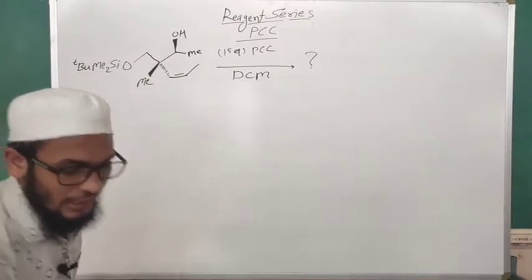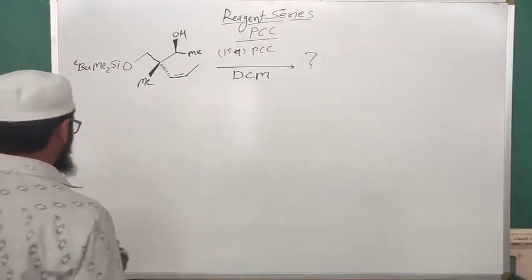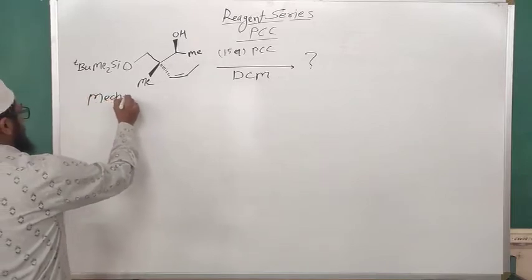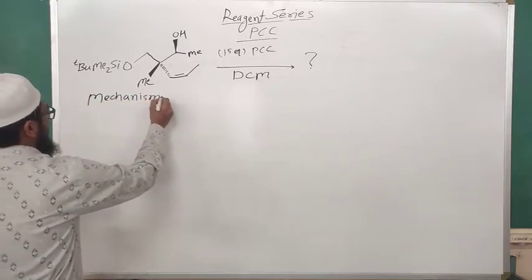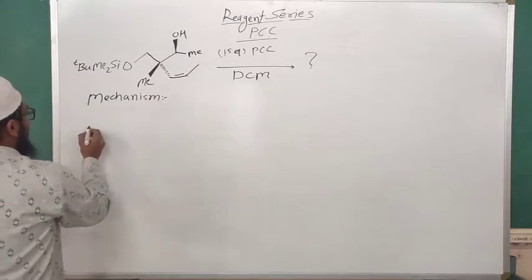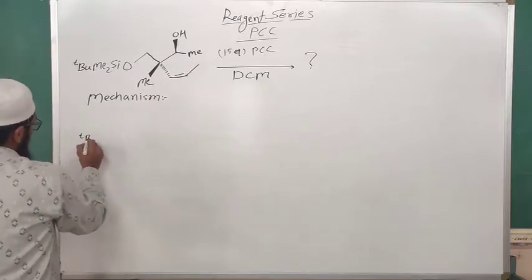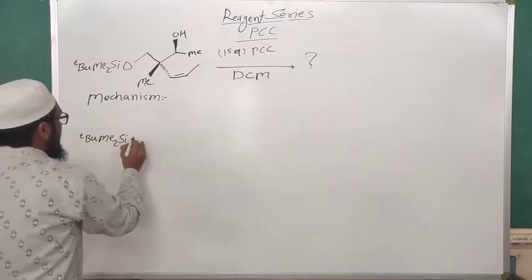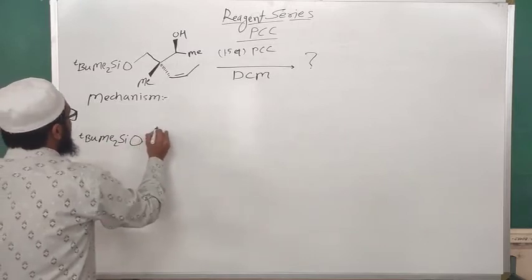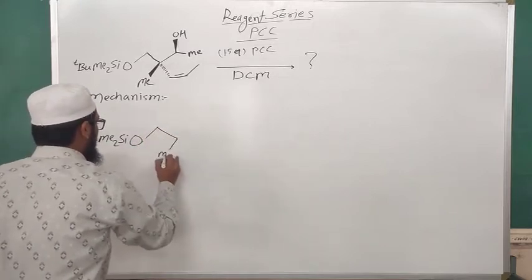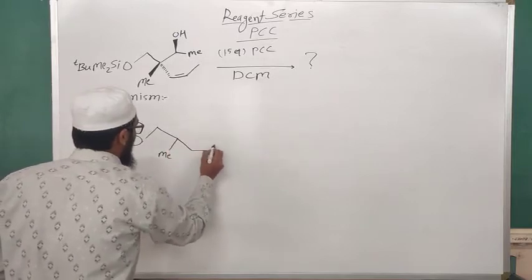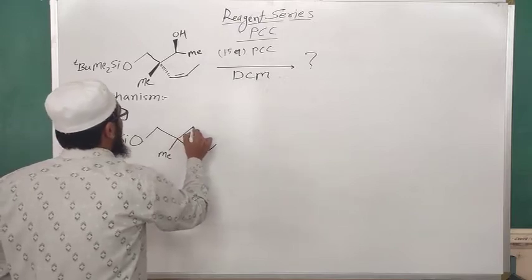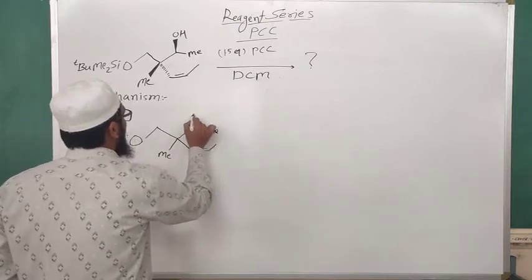So let me write the mechanism here. Mechanism. Let me write it again. Tertiary butyl dimethyl selenium ion oxygen, then CH2, then our methyl group, then we have our alkene here, then I have this methyl here, and then OH.